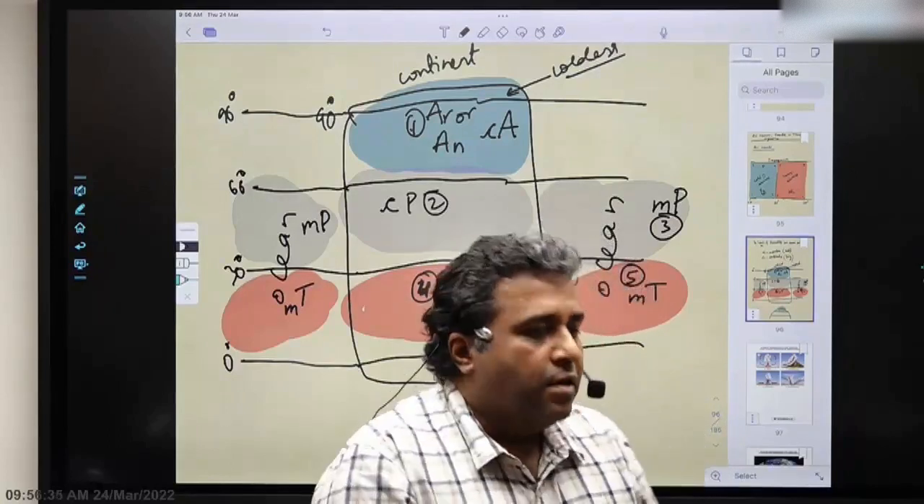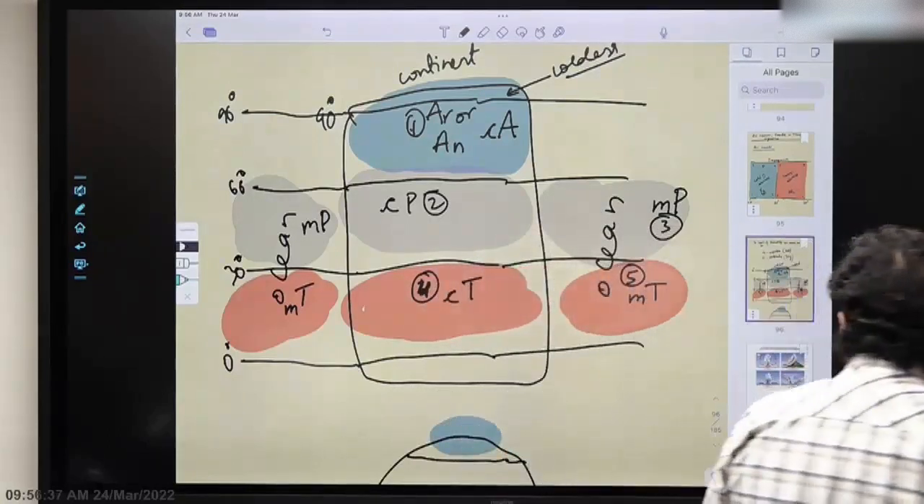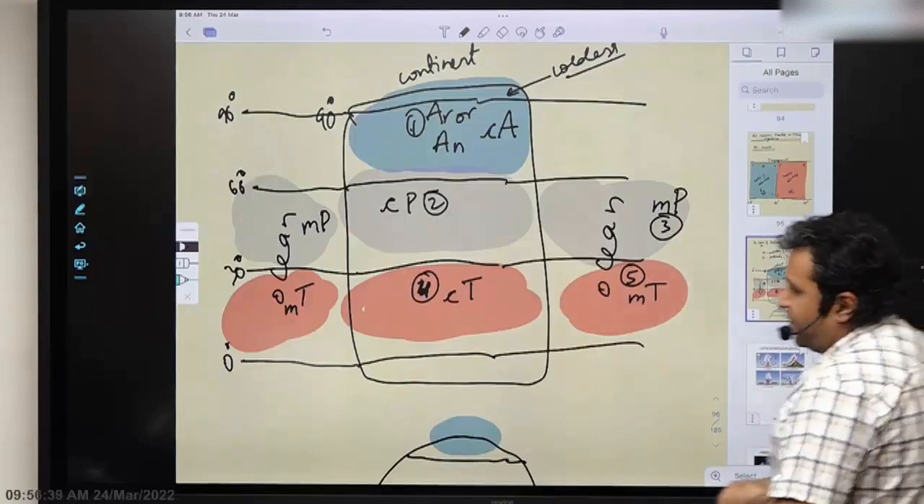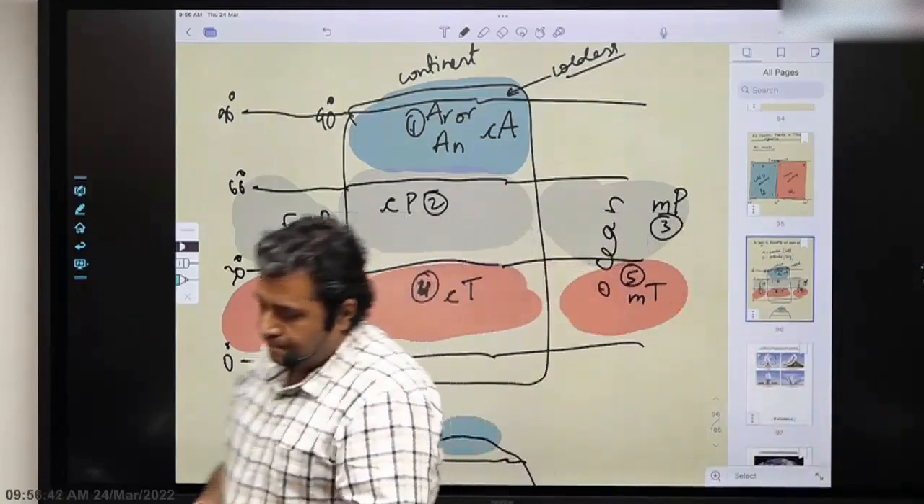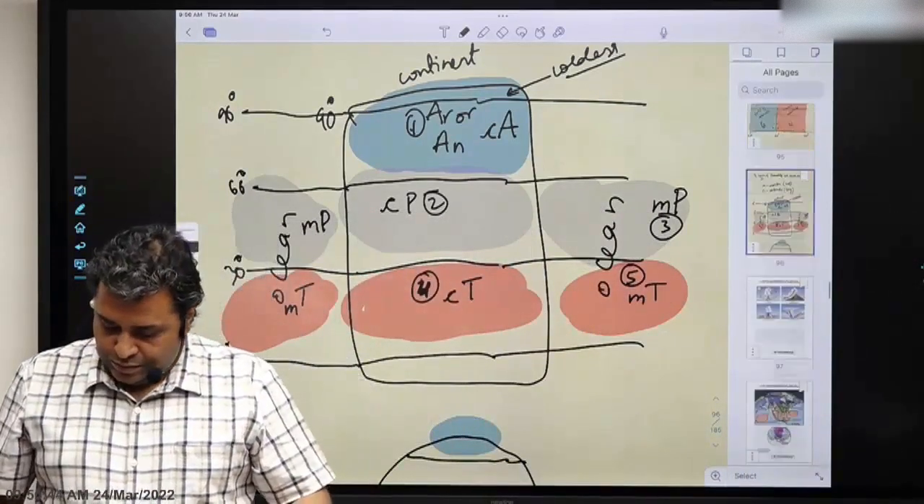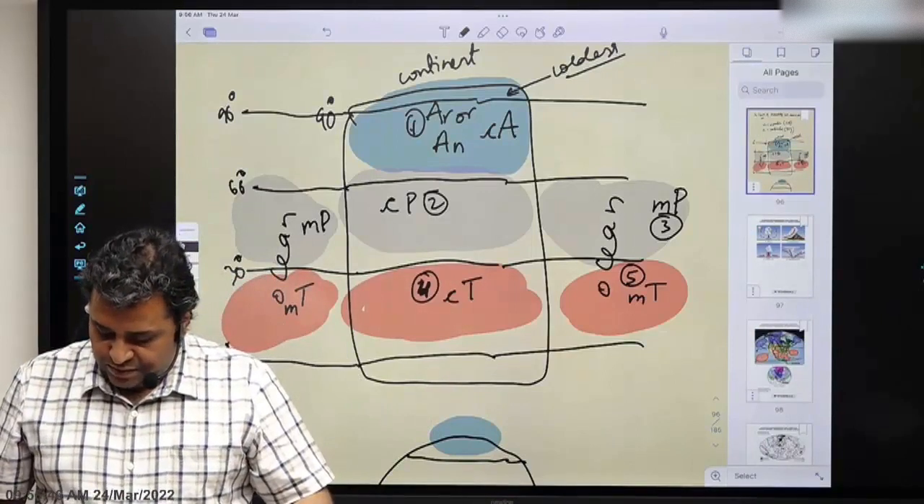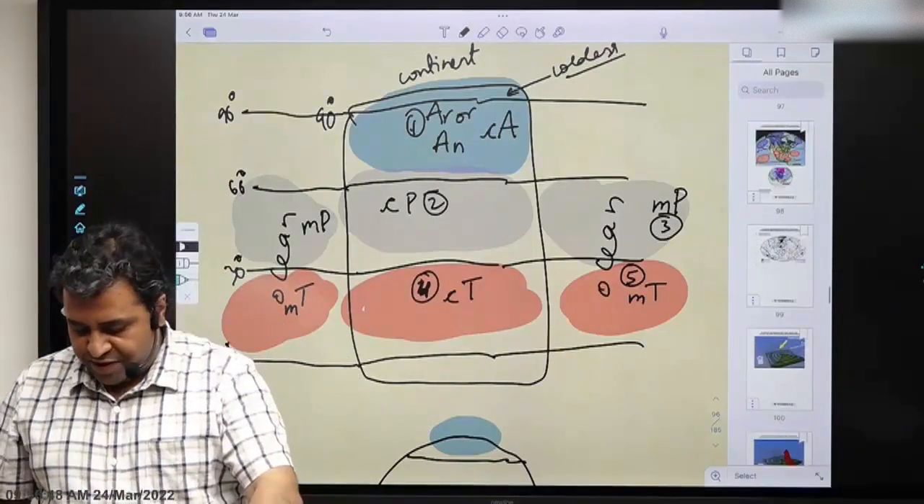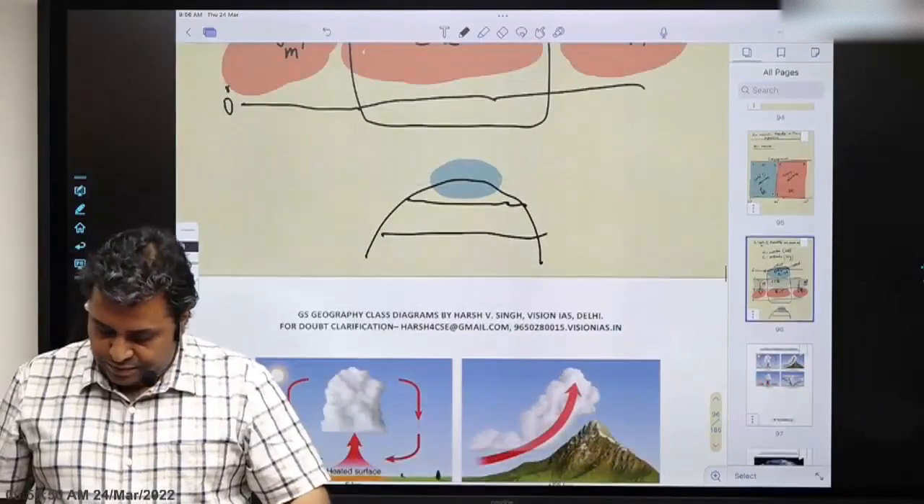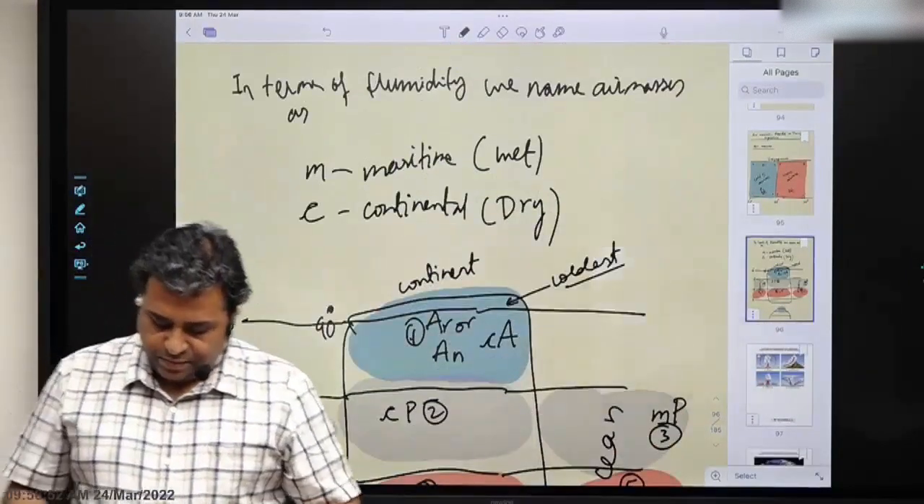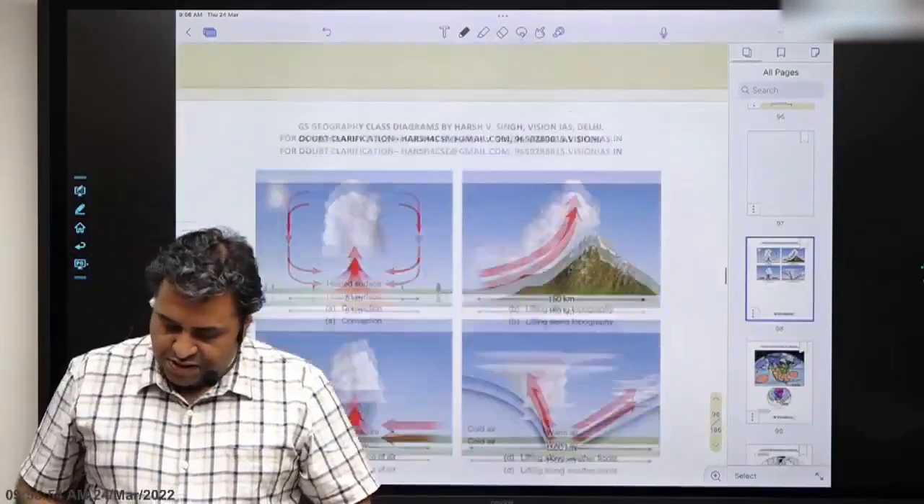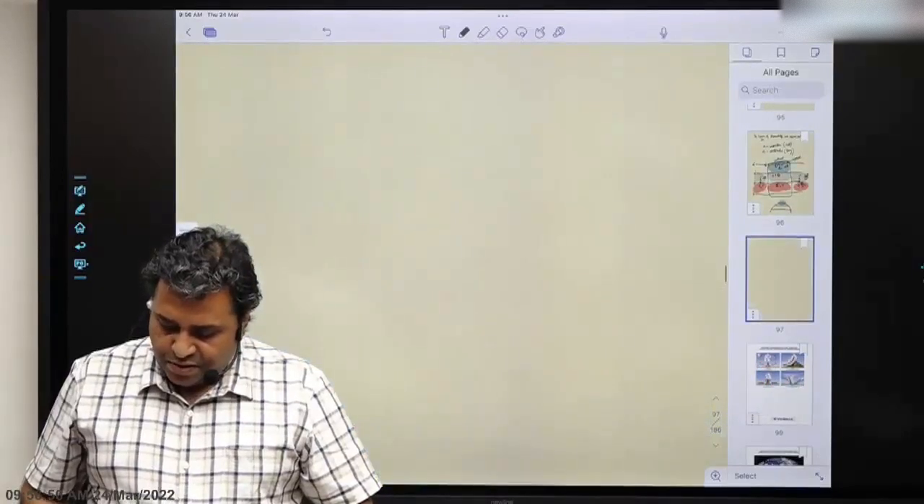Right? So now types of front. Types of front. So how many types of front do we have? We'll see. So that is something that we need to one by one understand.